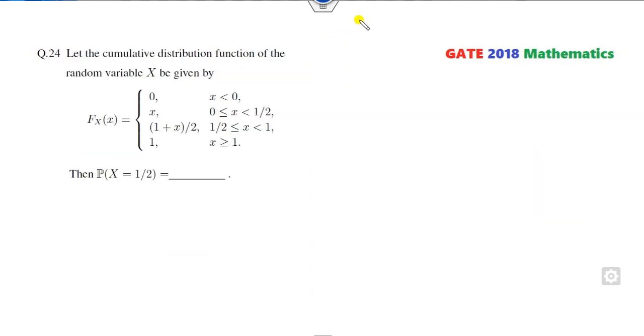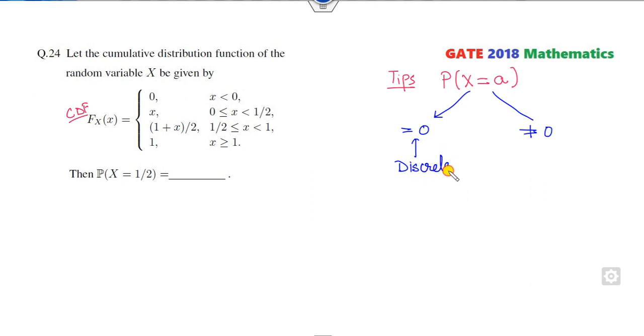Let's think about the next question. Now first of all, whenever there is a CDF, this is my CDF, then the probability at a single point can be 0 or it can never be 0. When will it be 0? It is 0 only when your random variable is discrete, and when it is continuous, then it is not 0. Fine. So now you can read about this statement, because we all know probability at a single point is 0 when it is a continuous random variable.